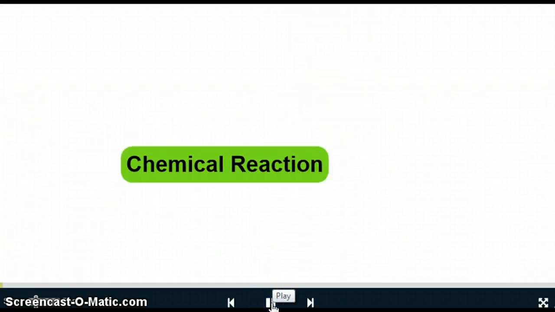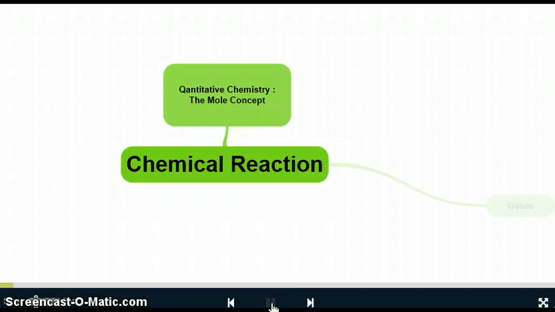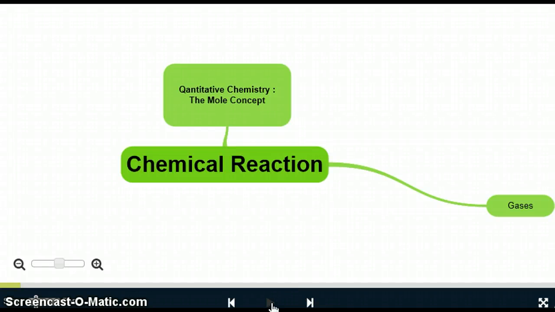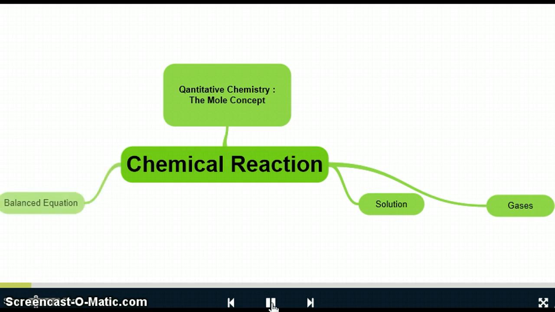So today we're going to look at the mole concept. The mole concept involves chemical reactions, and we can tell what's going on by chemical reactions. These chemical reactions can involve gases, they can be done in solution, and these can then be represented by balanced chemical equations.